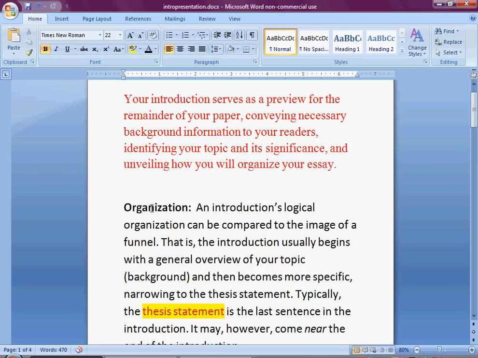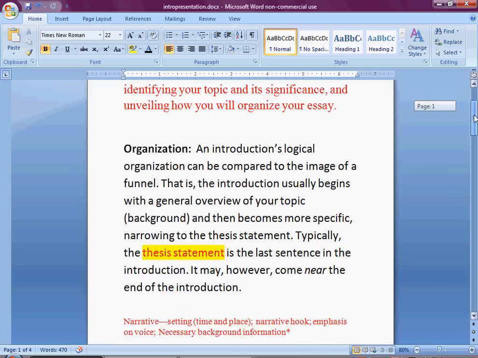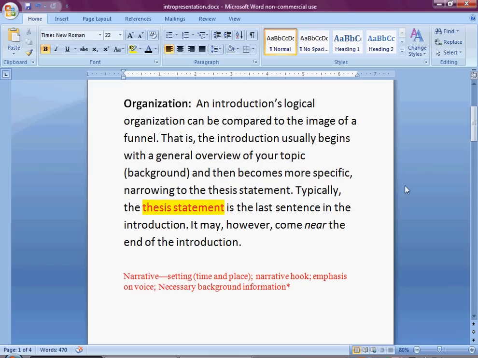Your introduction serves as a preview for the remainder of your paper, conveying the necessary background information to your readers, identifying your topic, its significance, and unveiling how you'll organize your essay. And this will be a little bit different for the narrative essay. This information here in the red will be more for some of the essays that will come a little bit later, but your introduction does serve as a preview for the rest of your paper, and that is true with the narrative essay.